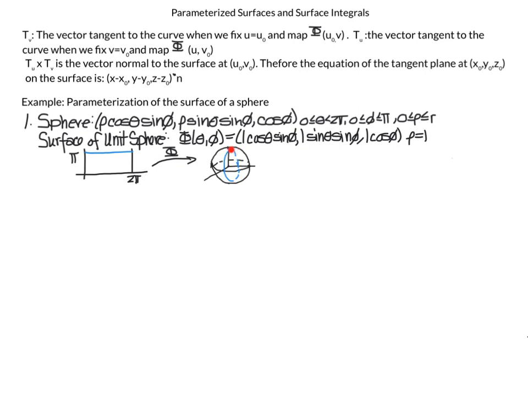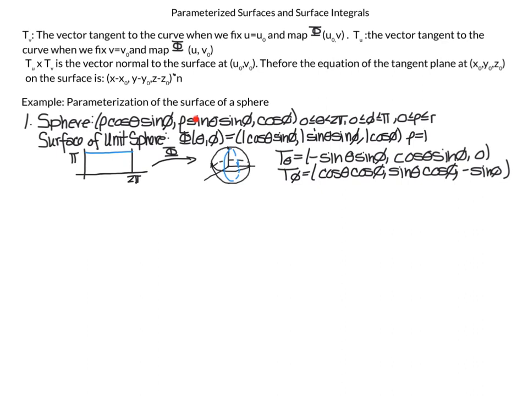So in other words, I don't want the radius to go from 0 to r. I just want the radius to be fixed at r. In this case, since we're parameterizing a unit sphere, the radius, or rho, is equal to 1. So my parameterization of the unit sphere only depends on theta and phi. Again, rho is fixed at 1. So I have 1 cosine theta sine phi, 1 sine theta sine phi, 1 cosine phi. Our parameterization, again, is only dependent on theta and phi.